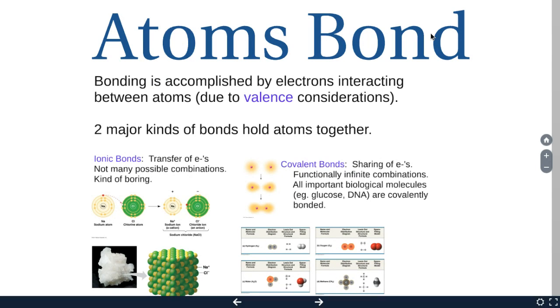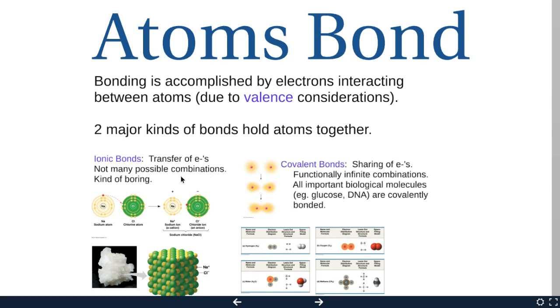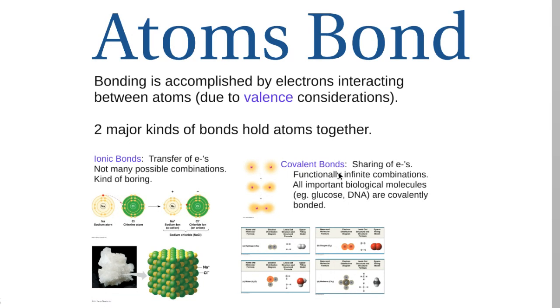Bonding is accomplished by electrons interacting between atoms. We're talking about the valence electrons. So remember the octet rule, and think about how many electrons are on the outside. There's 2 major bonds: ionic and covalent. Ionic is when we transfer electrons, not many possible combinations. Salts are going to be our major one. KCl, NaCl. Those are our major ionic compounds that we'll encounter.